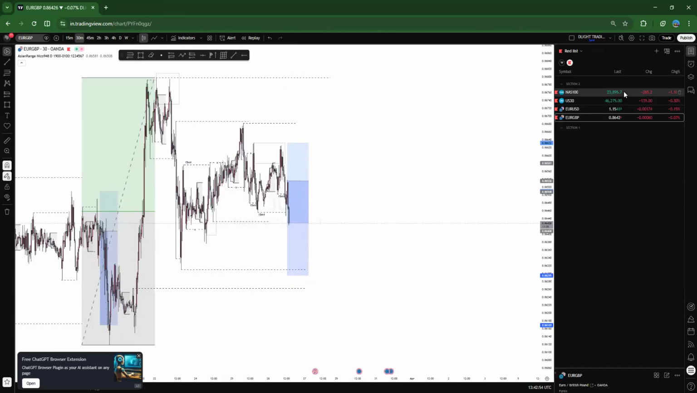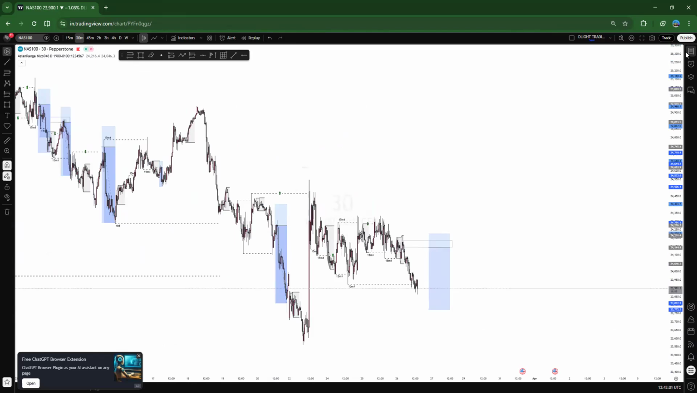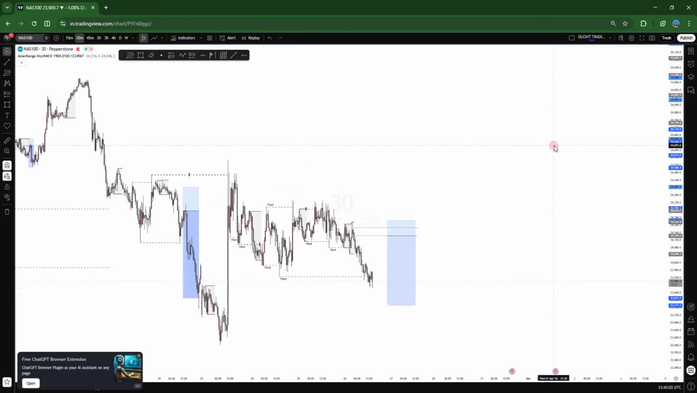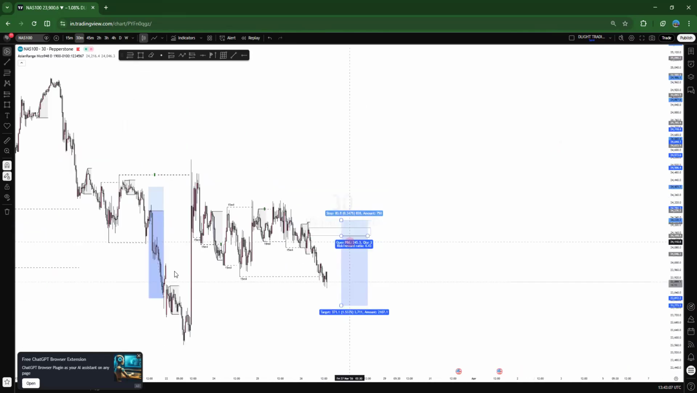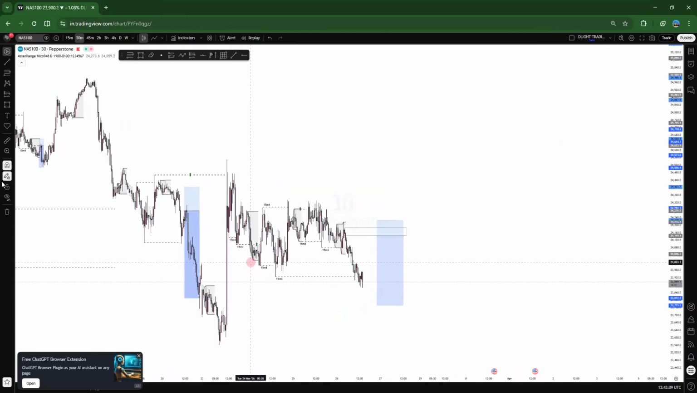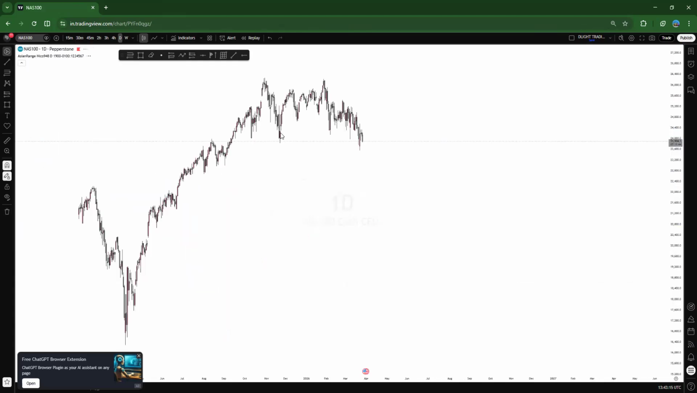Let's see if I can work with NAS100. I think I currently have a setup limit there for NAS100 at the moment. What I want to do, let's clear all of this. Now go down to the daily, just to see what the daily is currently doing.